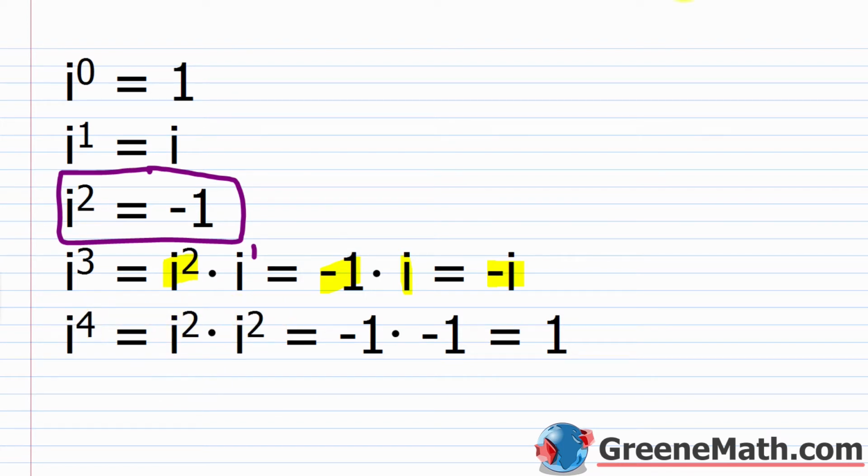And again, we know that i squared, by definition, is negative 1, so we're just replacing it in each case. Negative 1 times negative 1 is positive 1, okay? So write this down in your notebook or whatever you're using to follow along. i to the first power is i, i squared is negative 1, i cubed is negative i, and i to the fourth power is 1. We just need to know those four, okay? That's all we need.